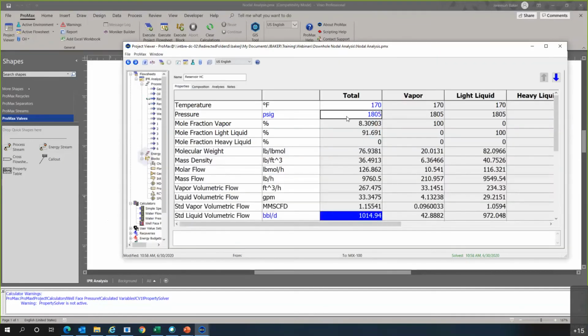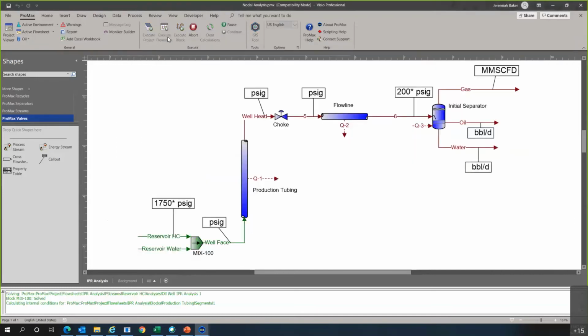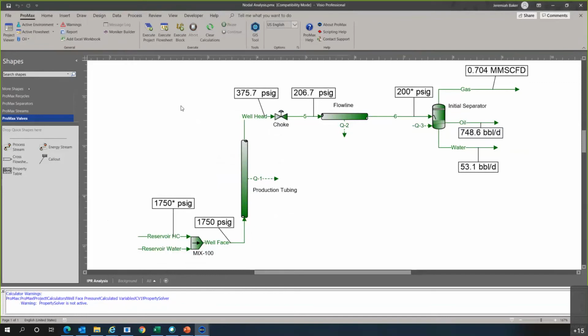So once again, I said this pressure is assumed, and we were going to go back and change it. Let's say instead I assumed a pressure of 1750. And I executed that flow sheet. So with an assumed well face pressure of 1750, that therefore changes the flow rate that goes into our well face from the IPR, and then changes obviously the different amounts of oil that we get, what the choke valve setting needs to be. So now we see that our oil is 748.